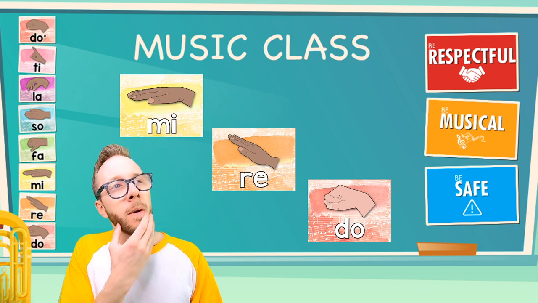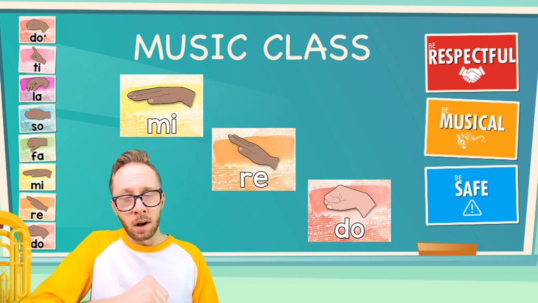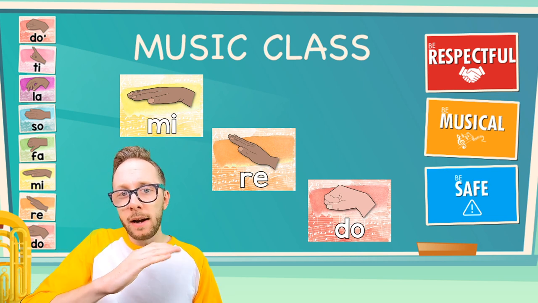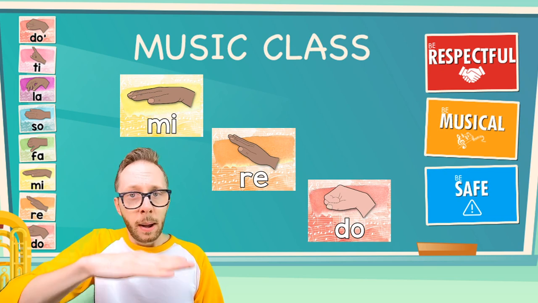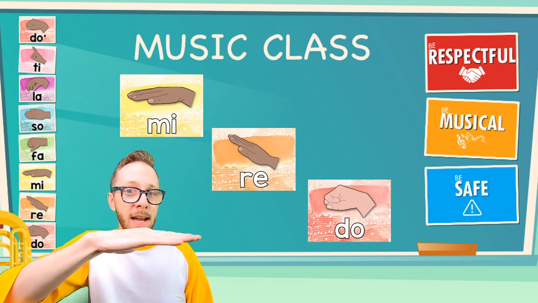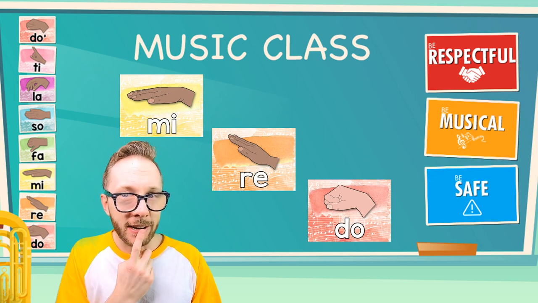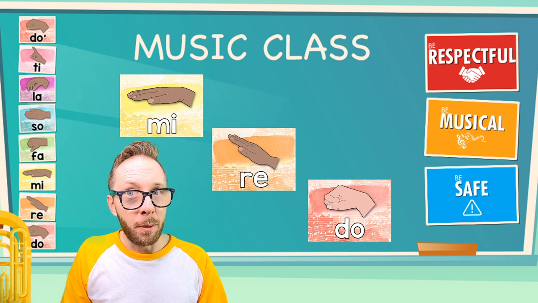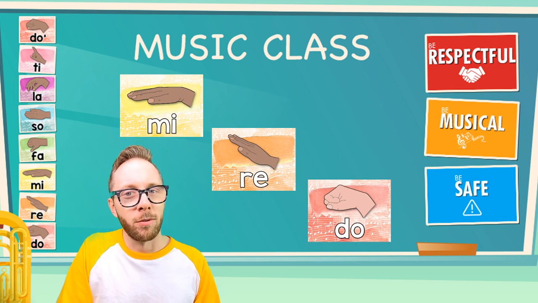What about this one? Do, do, do, do, do. Mi, do. Re, re, re, re, re. Mi, do. Do, do, do, do, do. Mi, do, do. Mi, re, re, do. Did you recognize that one? That one's from last week. That was Alison's Camel. And one more for you.